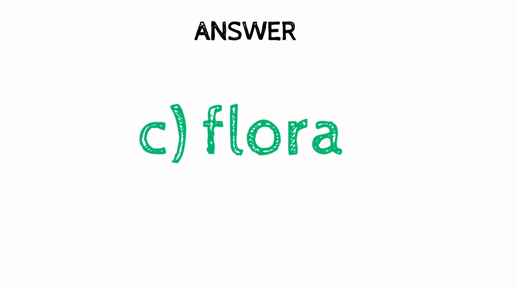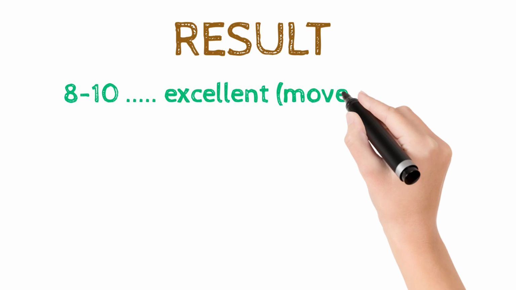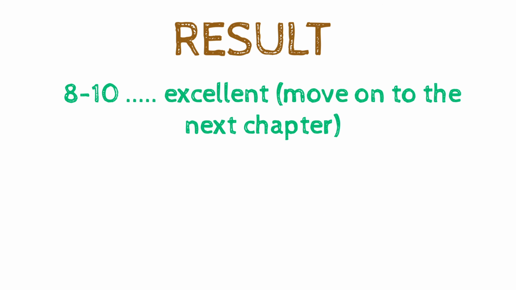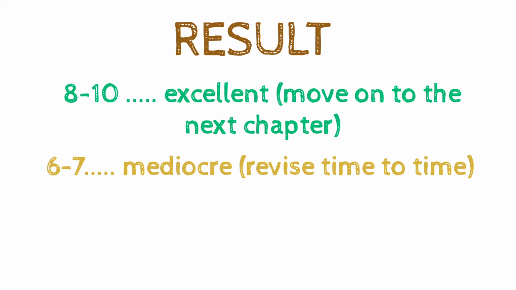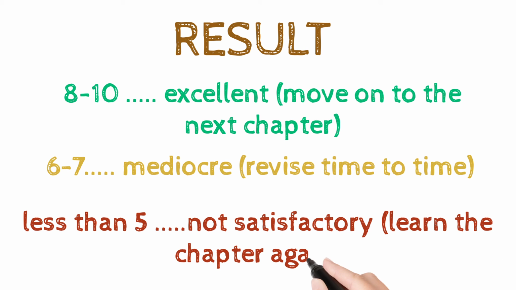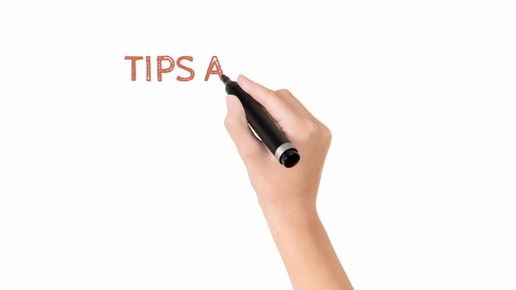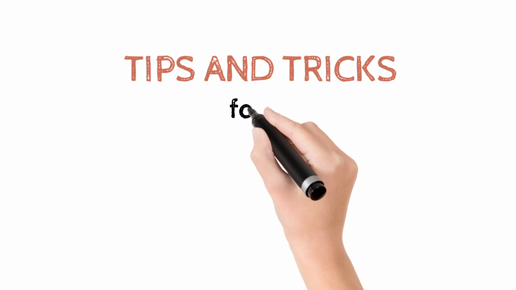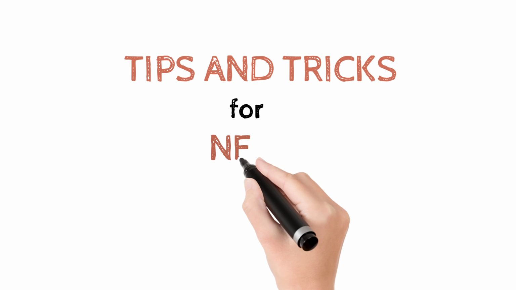Flora is for plants. Now the result: if your 8 to 10 answers are correct, then excellent, move on to the next chapter. If 6 to 7, mediocre, revise from time to time. Less than 5, not satisfactory, learn the chapter again. Okay, if your score is less than 5, it's not very good.